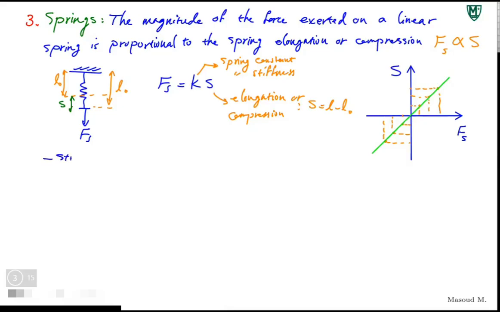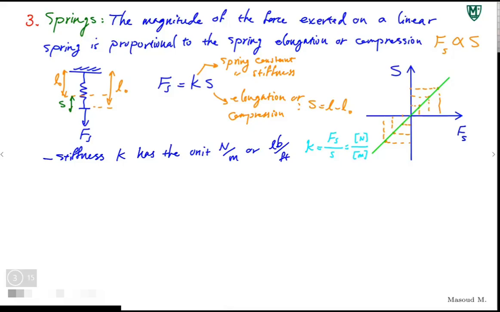So stiffness K has the unit of force over the unit for compression or elongation: Newton per meter, or pound per foot, or pound per inch, whatever you want. Keep in mind that comes from the fact that K is equal to Fs over S, F being, let's say, Newton, the unit, S being meter.